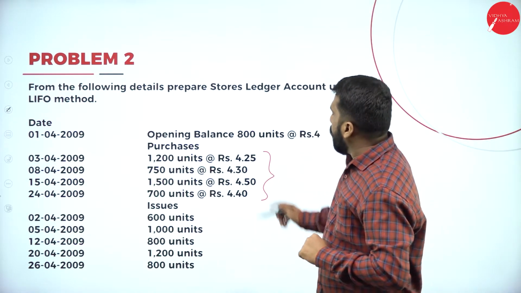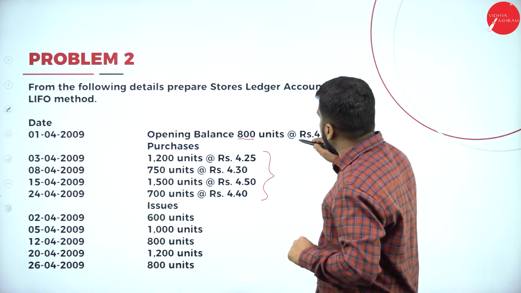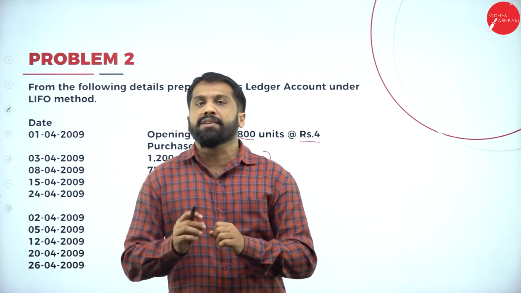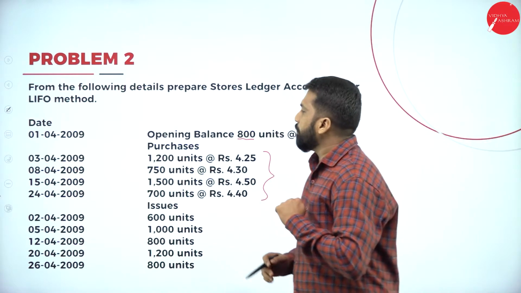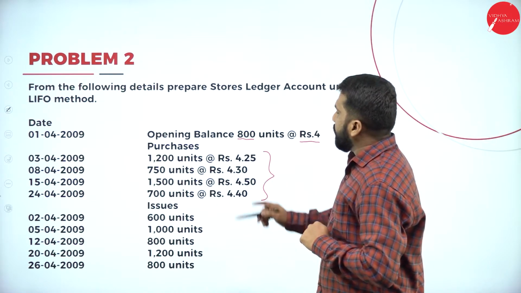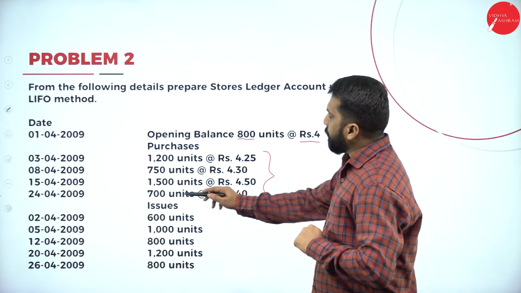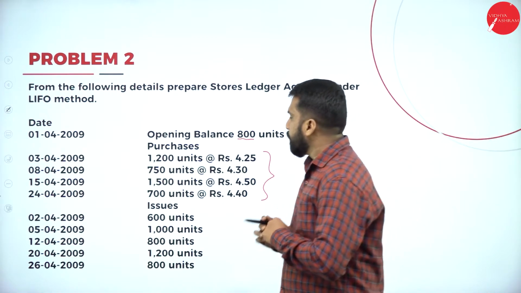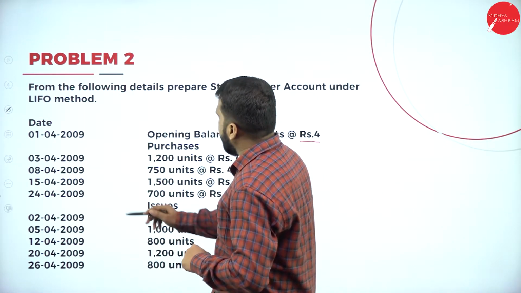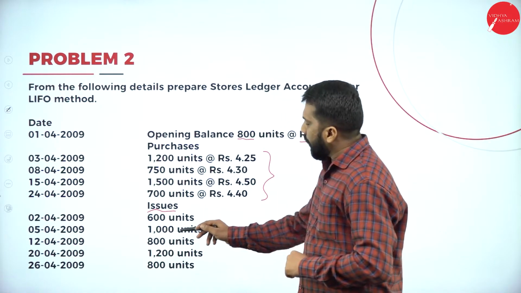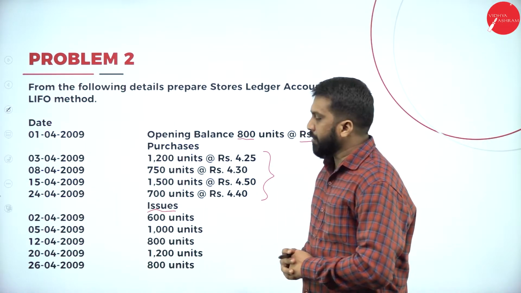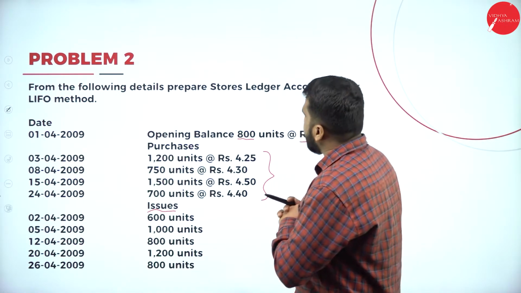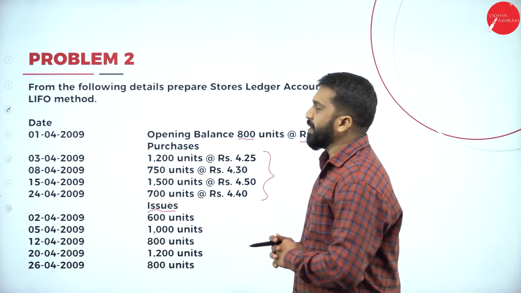Now, in this, opening balance is 800 units at rupees 4. This is your opening balance: 800 units at rupees 4. Then you have all the purchases: 1200, 750, 1500 as well as 700 units. Now you have issues also: on 2nd April 600, then 1800, 1200 and finally 800 units. Now as per this, we'll go with the opening balance.